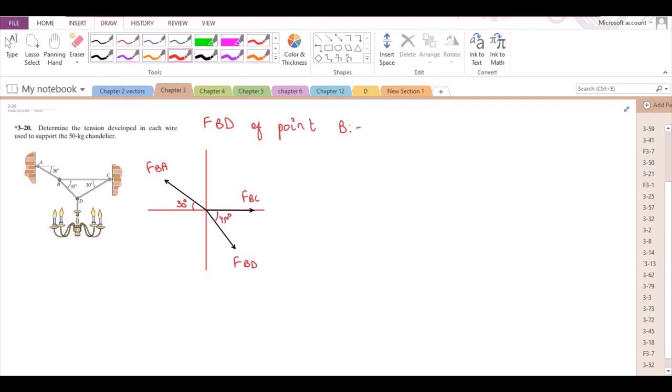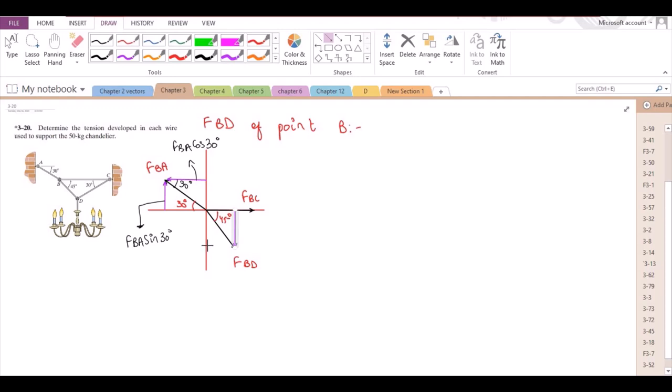Now I can resolve these forces into their components. So I have two components for the FBA force, one vertical component and one horizontal component. This side here is also 30 degrees because they are alternate angles, so they are the same. So this right here is FBA sine 30 and this right here is FBA cos 30.